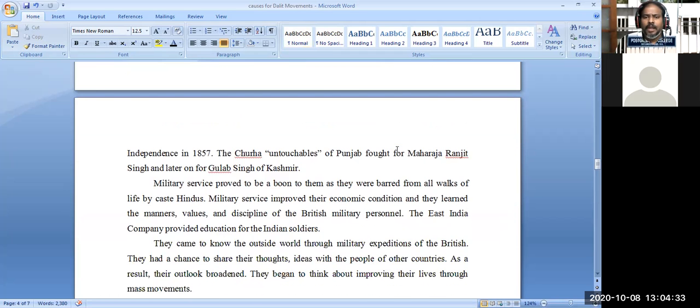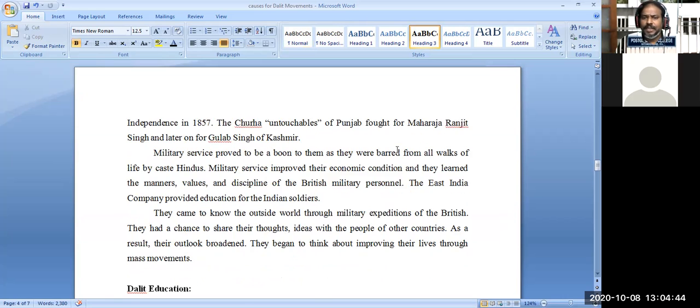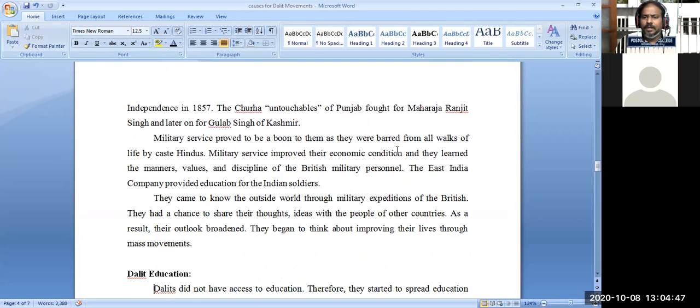Military service proved to be a boon to them as they were barred from all walks of life by the caste Hindus. Military service improved their economic conditions. They learned the manners, values, and discipline of the British military personnel. The East India Company provided education for the Indian soldiers. They came to know the outside world through the military expeditions of the British. They had a chance to share their thoughts and ideas with people of other countries. As a result, their outlook broadened. They began to think about improving their lives through mass movements.